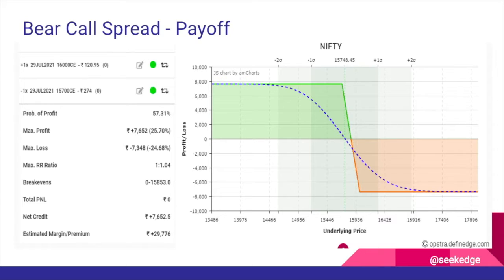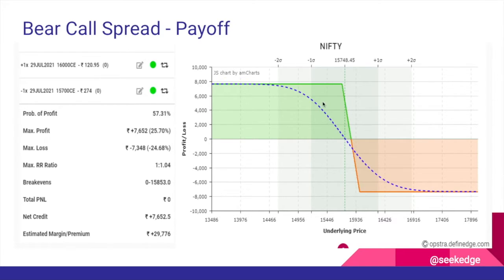The payoff chart is the same as what we have seen for bear put. Here you can see 29th July 16,000. The higher strike option is sold at 120.95 rupees. Similarly, we are buying the 29 July 15,700, the lower strike, at 274. Right? You can see the probability of profit, the maximum profit, maximum loss, maximum risk reward, break evens, and the margin requirement for that.